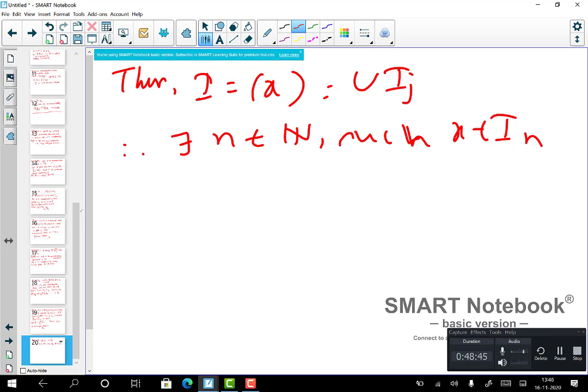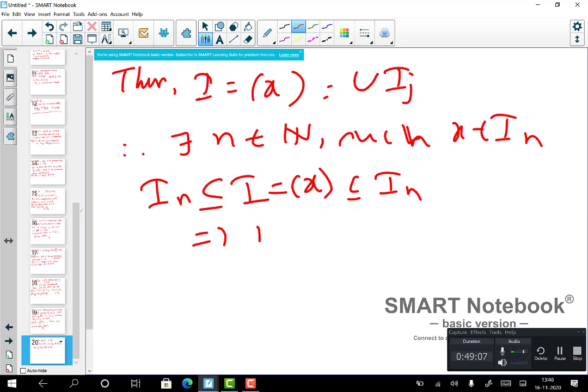Because X belongs to the union, and hence X has to be one of the set. So what does that mean? That means on the one hand, there are two things. On the one hand, your In is sitting inside capital I, which is the union, but capital I is generated by a single element which is also sitting inside In, and this implies that your In is nothing but the whole union I, right? And done.